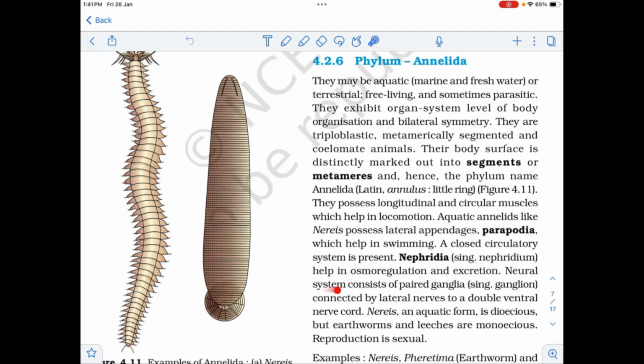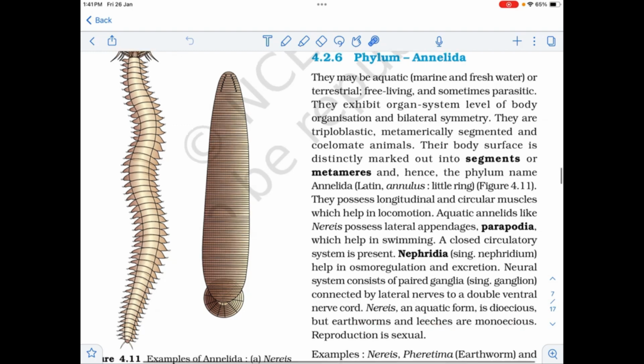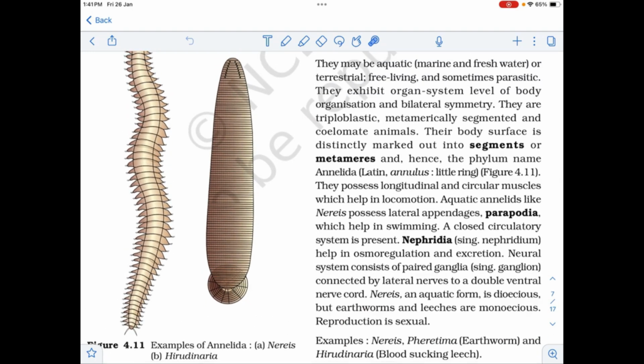Neural system consists of paired ganglia, plural, single one is ganglion, connected by lateral nerves to a double ventral nerve cord. Nereis, an aquatic form, is dioecious, but earthworm and leeches are monoecious, and reproduction is sexual. The main one is Nereis, which is dioecious, but the earthworm and leeches are monoecious. Examples: Nereis; Pheretima, earthworm; and Hirudinaria, blood sucking leech.